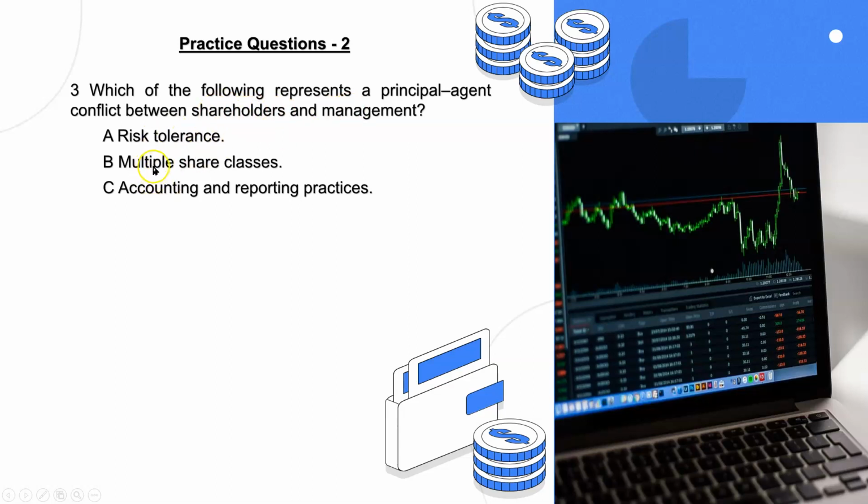Which one of these? Risk tolerance. There might be differences between both. Management might take very high risk to gain very high profit and get a very fat salary.